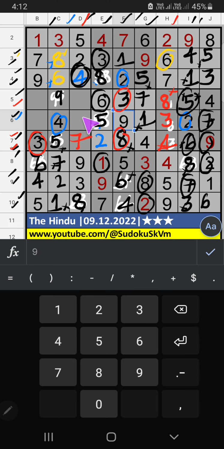Column D, two numbers are remaining, 1 and 6. Fifth row, we have 6. So 6 can't come in the cell. 6 is confirmed here. Then 1 is here. Column B, two numbers are remaining, 2 and 8. Fifth row, we have 8. So 8 can't come in the cell. 8 is confirmed here. Then 2 is here.